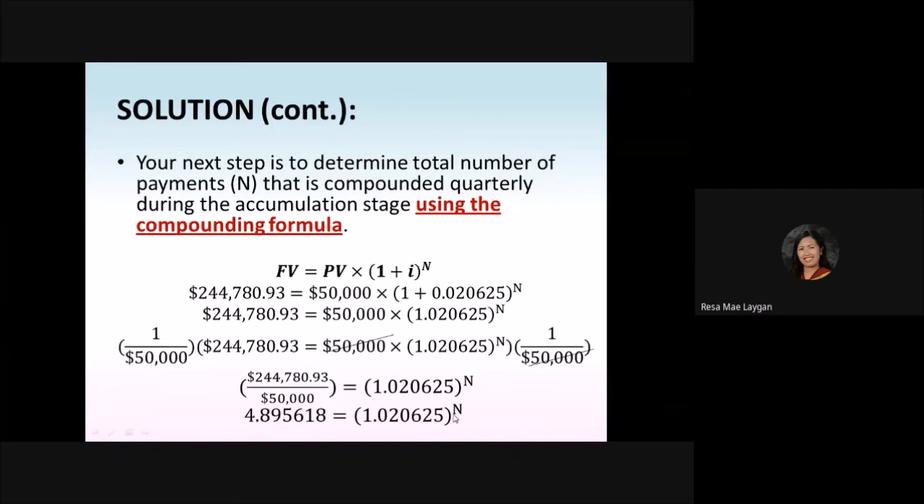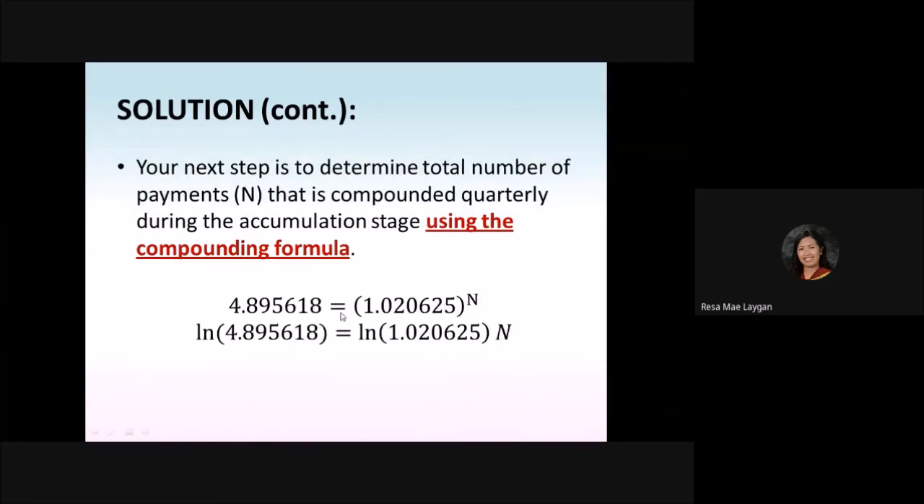So now we have to transform this one. You might think that we have to transform this equation into log form in order to find n. And if you think of that, then you're right. So you have the ln here. And using your calculator, you will get the value of ln 4.895618 and ln 1.020625. So the ln 4.895618 is 1.588340, and the ln 1.020625 is 0.020415. So dividing the two values, you will be able to get n, which is 77.801923.